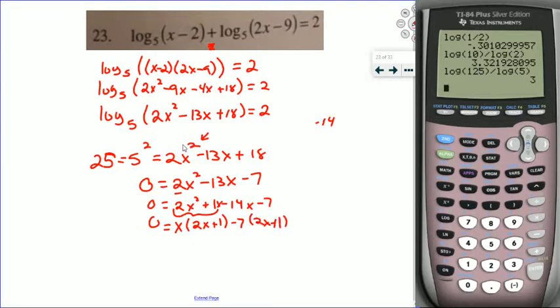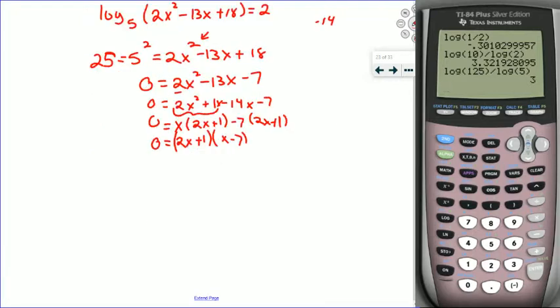And then we ask ourselves, what does this first term have in common with the second term? We get that this first term has 2x plus 1 along with that second term, and then we're left with x minus 7. Okay. Now we multiply both of these things.